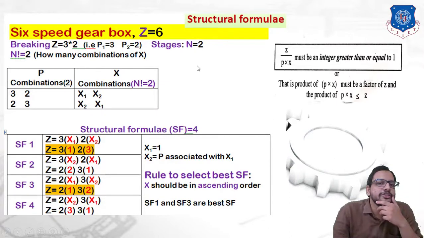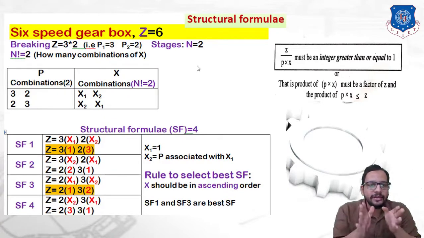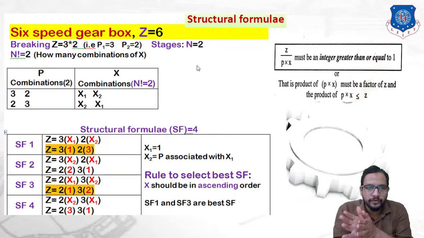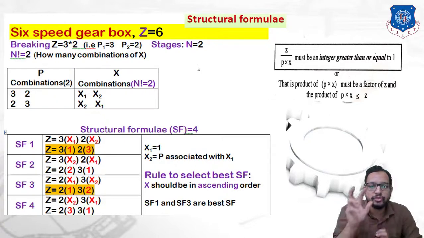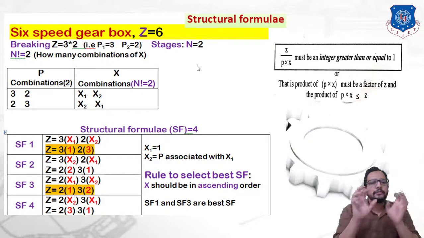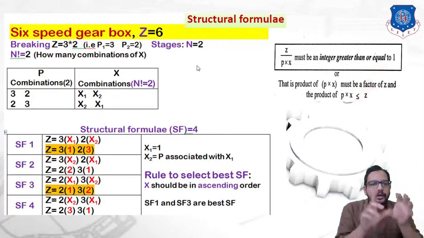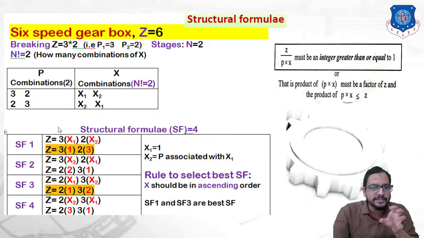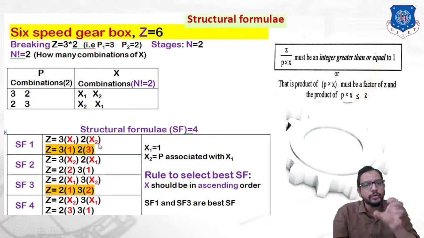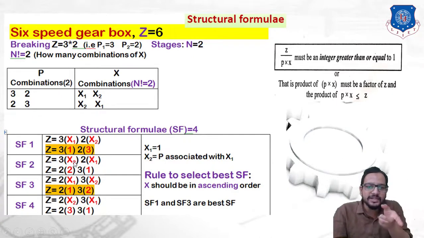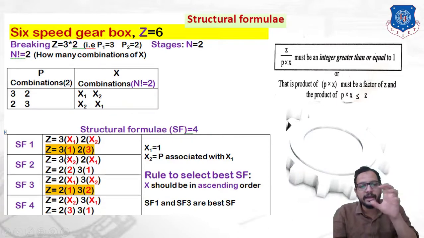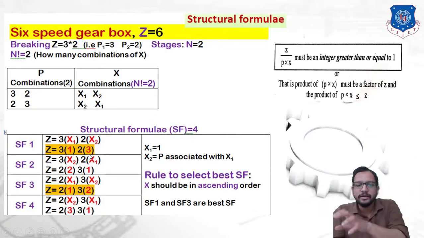Now combinations. So possible combinations would be, for one case I can write 3 into 2. Now with 3 into 2 I can use two combinations of x. That is, I am going to take 3 in a bracket x1. You can see the first case: 3 in a bracket x1 into 2 in a bracket x2. Similarly, by using this 3 into 2 combination, can I interchange the value of x? So that is going to become a second structural formula. So the second combination would be 3 in a bracket x2 into 2 in a bracket x1.